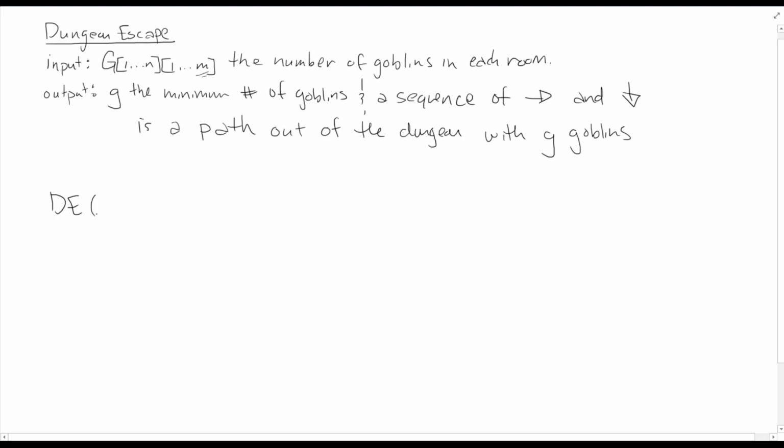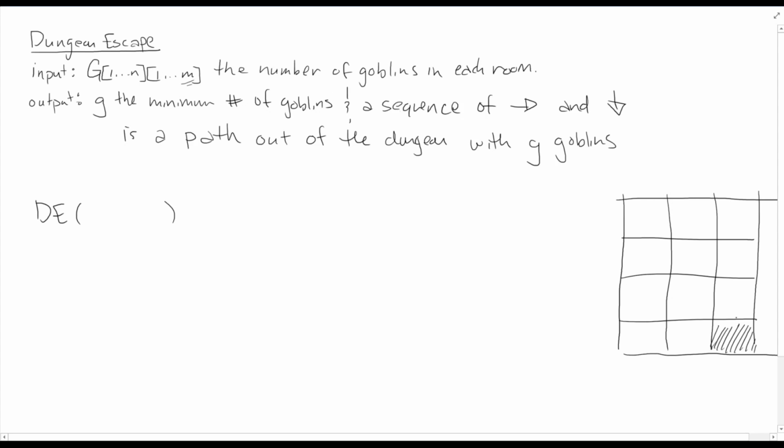Now remember, to do this, usually what we're going to have to do is think about what kind of sub-problems we want to solve. Imagine we're trying to get down to this cell down here. We want to know the minimum number of goblins it's going to take us to get there, right?